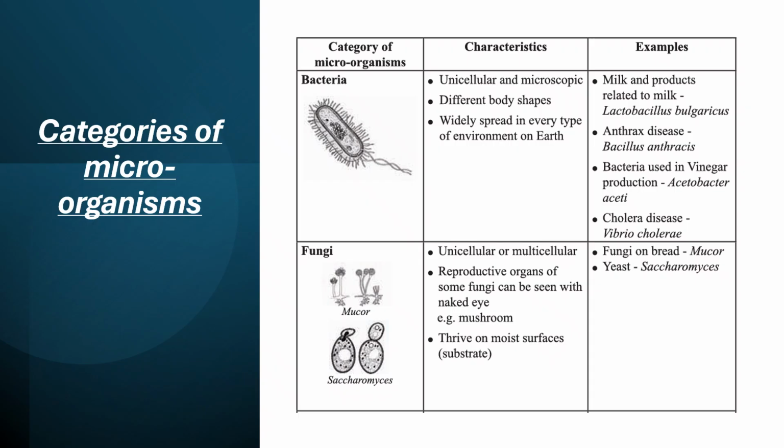For fungi, we have unicellular or multicellular. Reproductive organs of some fungi can be seen with the naked eye. Example, mushroom. Thrive on moist surfaces, substrate. Examples we have fungi on bread and yeast.